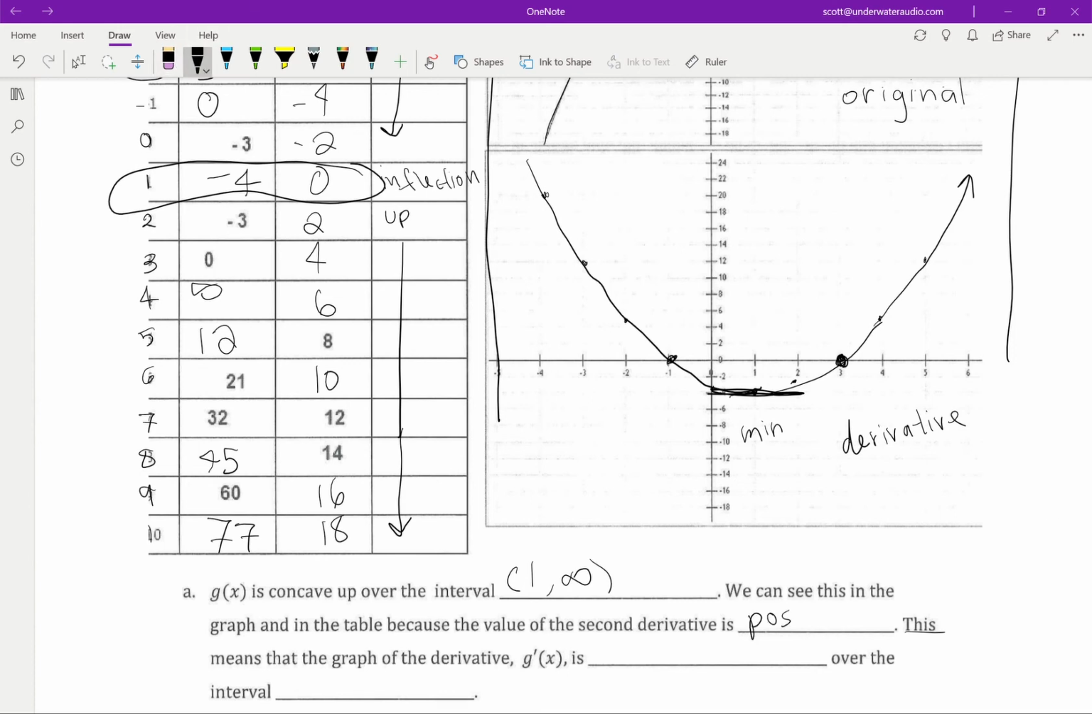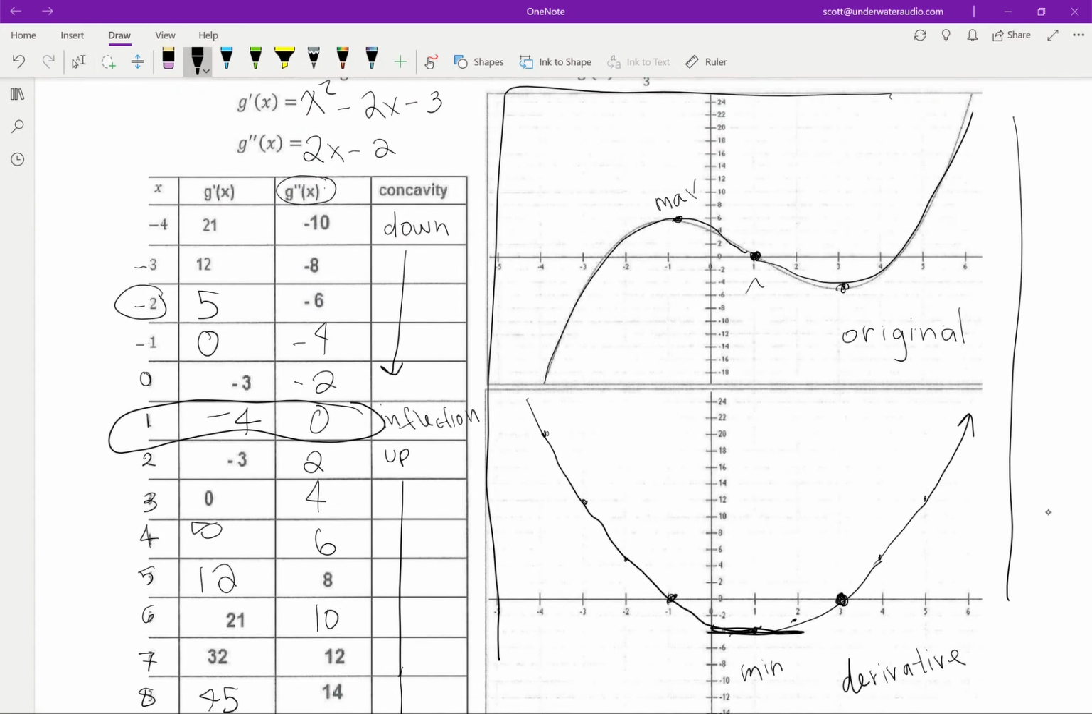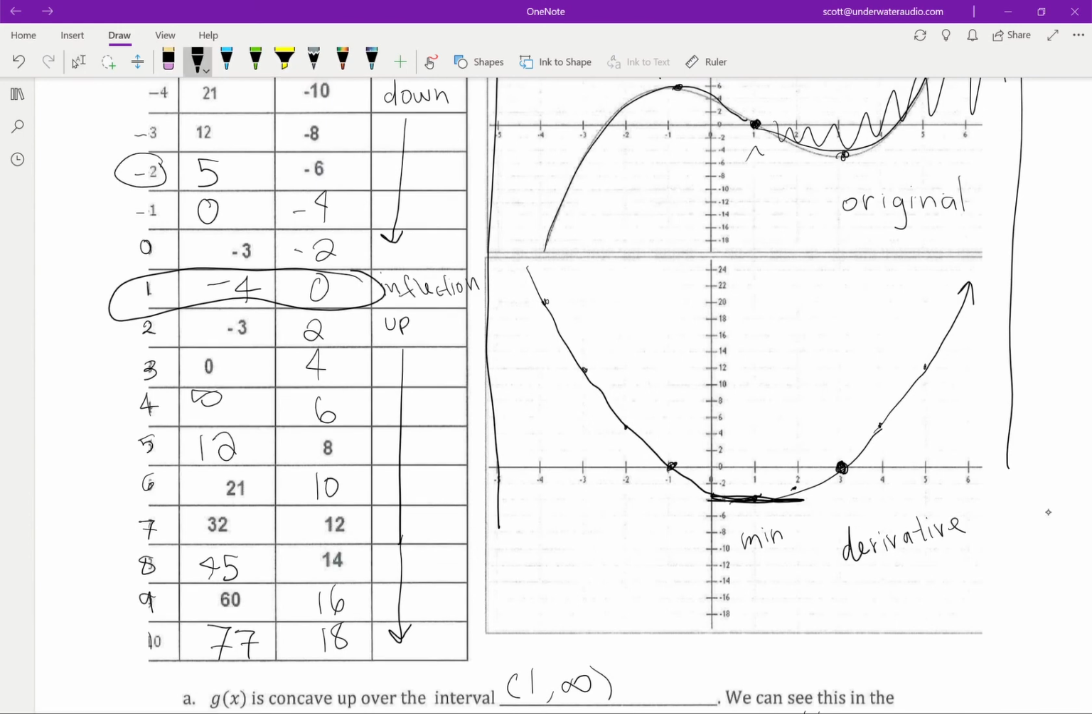Right? So just to talk this over one more time. For the original, 1 to infinity is where it's concave up. That's all of this stuff. In the table, 1 to infinity is where these values are positive. And then the inflection point, which happens at 1, is 0. So it's 0 and up. That open interval is going to be concave up.